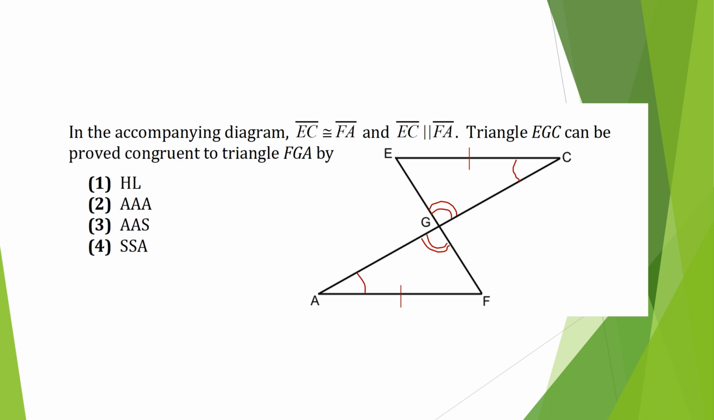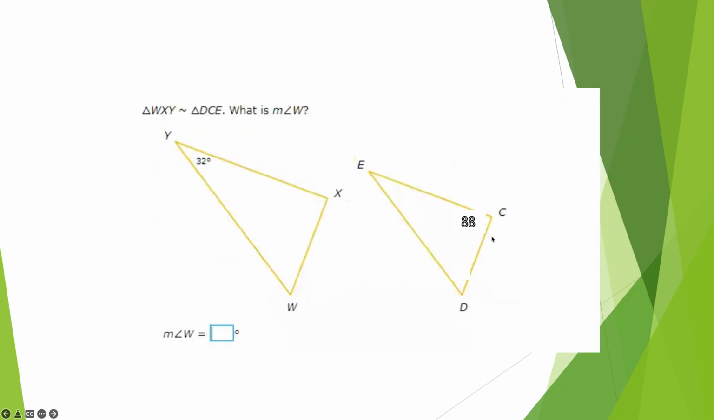What is this? Well, I could see a student thinking it might be ASA or AAS. Fortunately, there's only one choice there, AAS, so it has to be that choice. But more to the point of knowing the difference, this side is not between the two angles. It's the angle, then the side. So AAS is the correct answer. Go ahead.